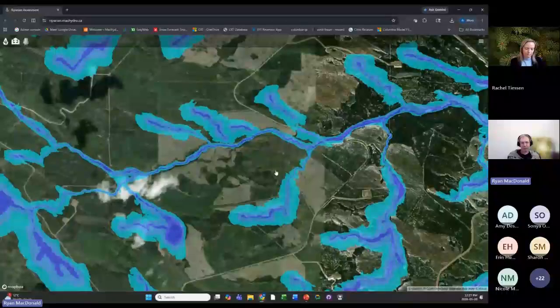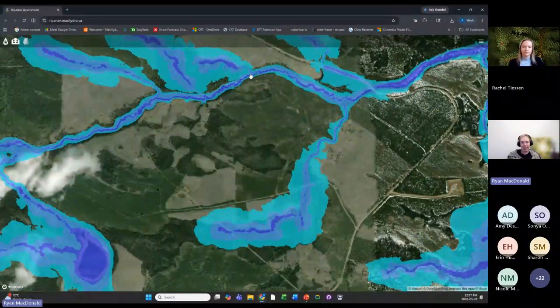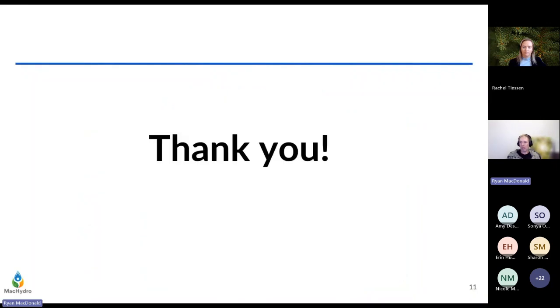Here's a good example of a steeper, more canyony type of section. You can see some cut blocks around there. You can see how well the current riparian management has been applied, and how that relates to what the model output is. You can do those types of comparisons as well. Then that is all I wanted to talk about in this part of the presentation.